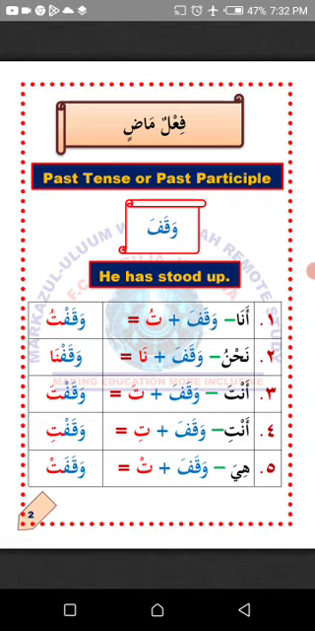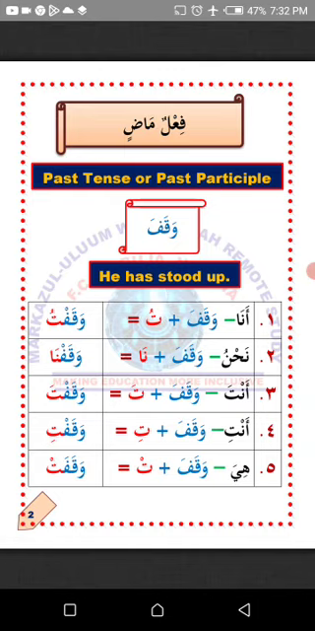Number two. Nahanu, we. So how do we change the verb waqafa to suit nahanu? All you need to do is to attach na to the last letter. Then you give sukun to the letter before it. So the verb waqafa will now become waqafna, which means we have stood.